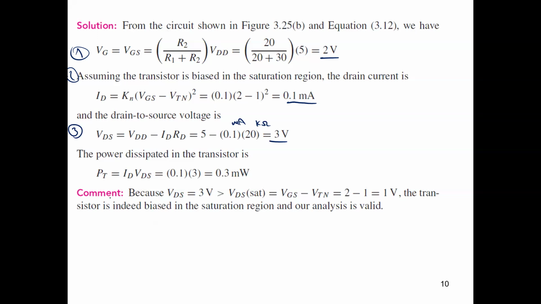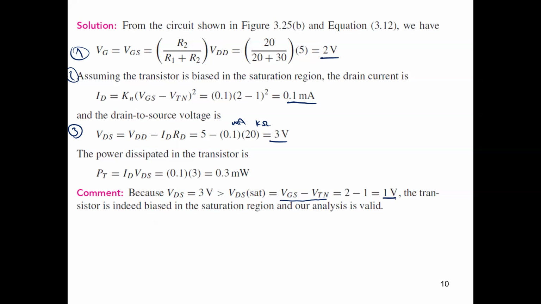He made a comment here by the end, because VDS equals and so on. Okay, but I do prefer to have this step before calculating the power dissipation. So I disagree with the solution here in terms of the steps. The logical step is, firstly, I need to be sure whether my assumption is correct or not. So what I can do is calculate V drain to source saturation. You know that V drain to source saturation equals VGS minus VTN. VGS is 2 volts. VTN is 1 volt. So the result is 1 volt.